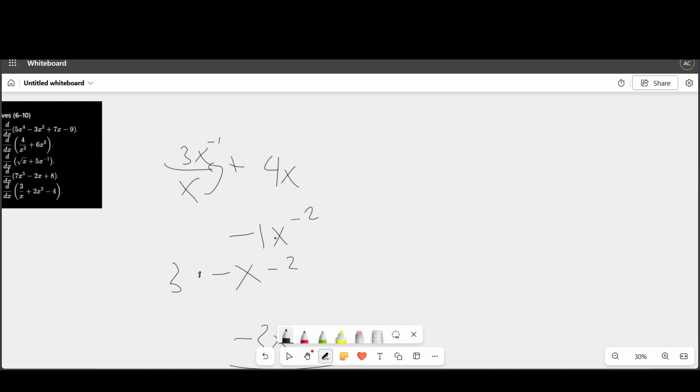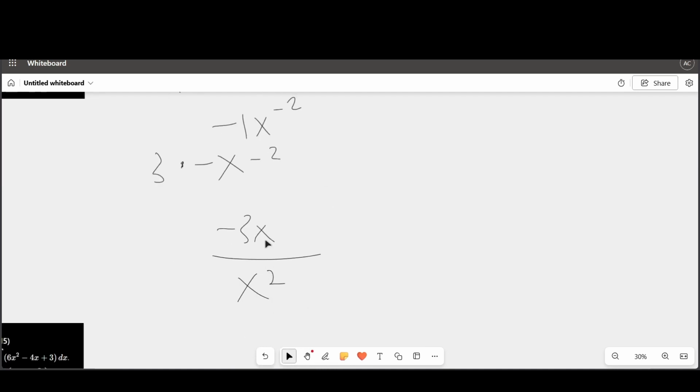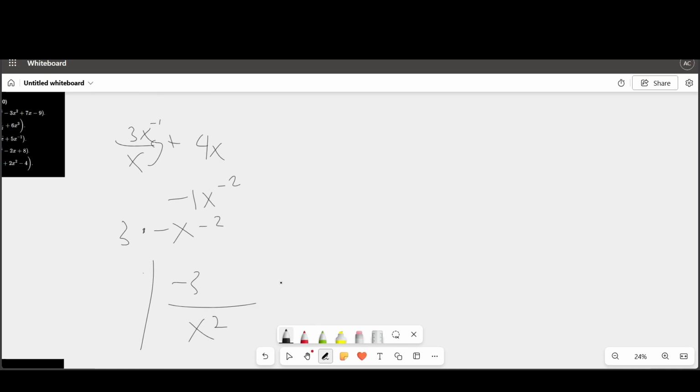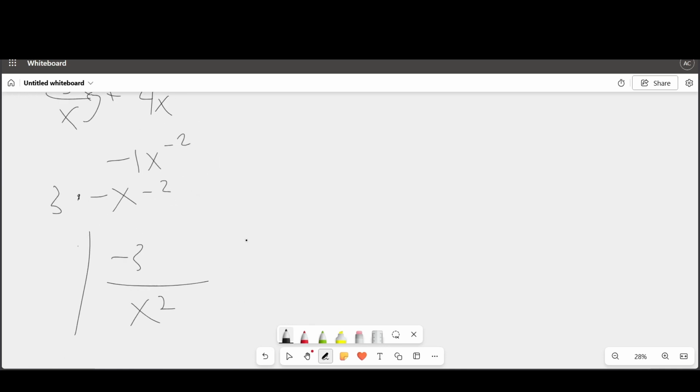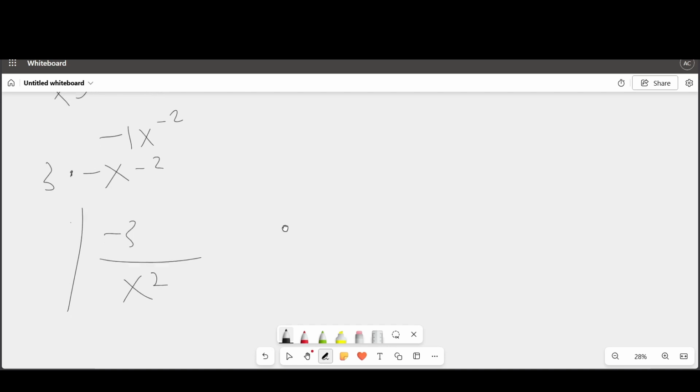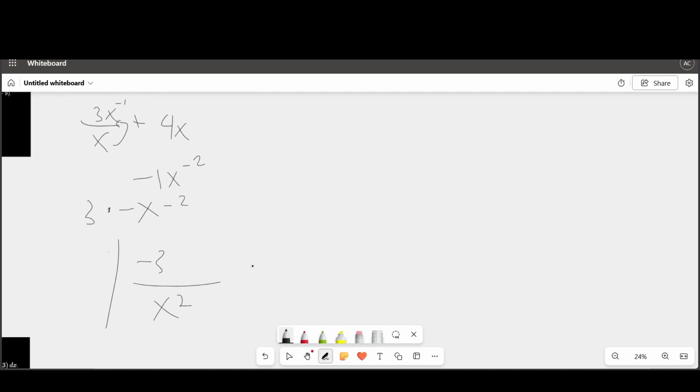Why did that happen? Oh, so it's because you moved the x back. You moved the x back to the denominator. That's why it's only -3, not -3x. Okay, I believe in Steve. Okay, we got the answer. That's the final answer.